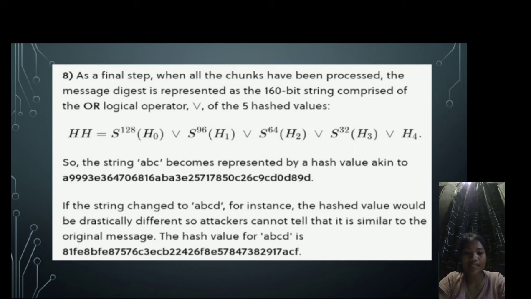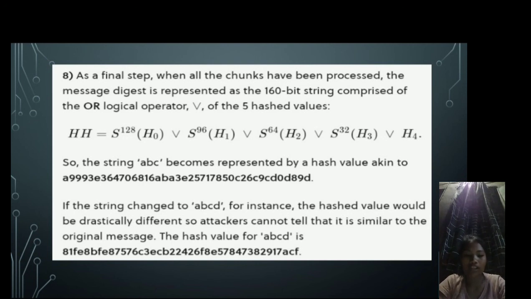So the string ABC becomes represented by a hash value akin to A9993E36 4706816A BA3E2571 7850C26C 9CD0D89D. If the string changed to ABCD, for instance, the hash value would be drastically different, so attackers cannot tell that it is similar to the original message.